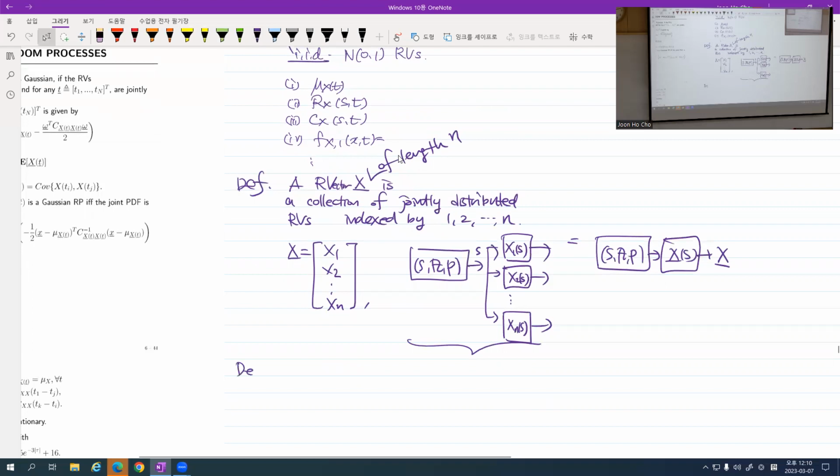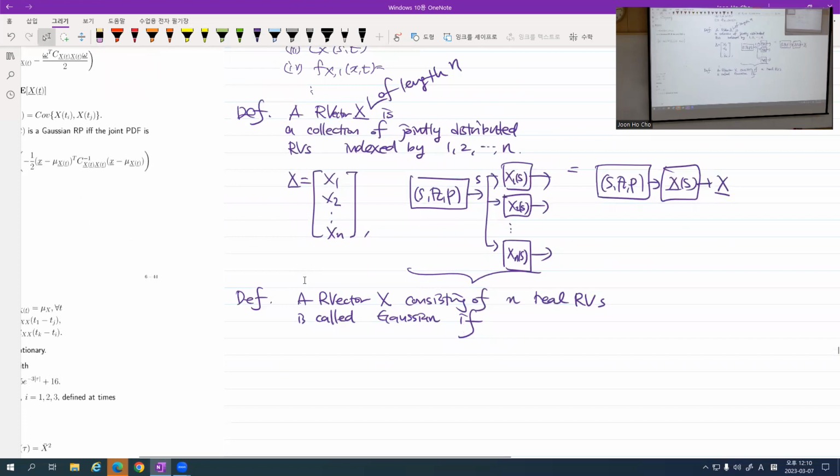Now, here goes the definition. A random vector X consisting of n real random variables is called Gaussian if what? When do we say a random vector is a Gaussian random vector, especially a real valued Gaussian random vector? When? Some of you may say that each of the n random variables must be Gaussian. That's not the definition. That is just a consequence of the definition.